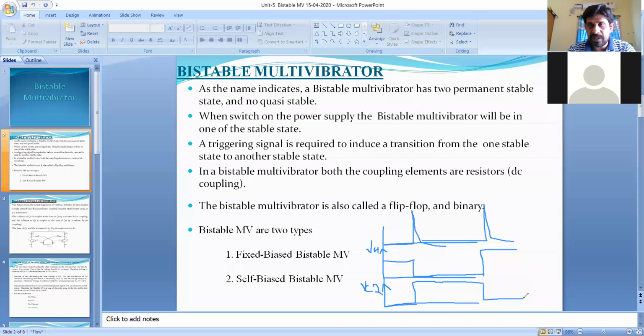There is no quasi-stable state. Quasi means that sometimes it stays in that state, and that's why it is named the quasi-stable state. In the bistable multivibrator, there is no such state. That's why in this, the two states are stable states.